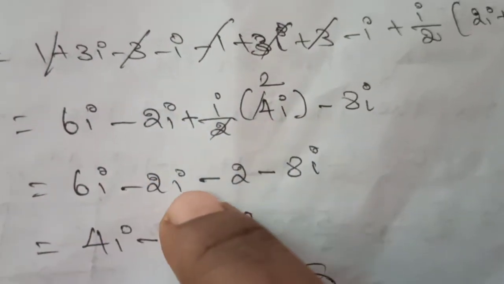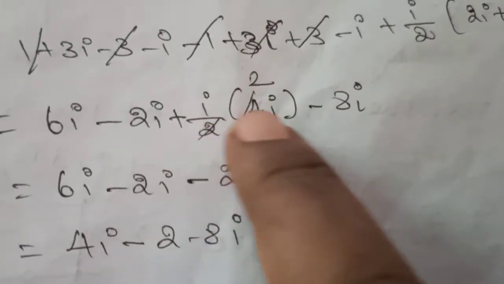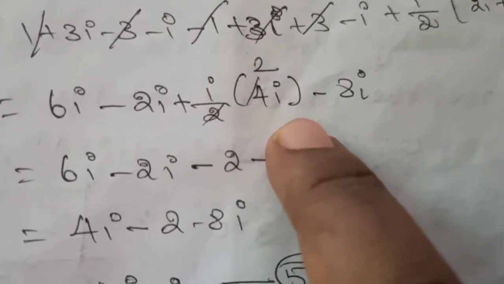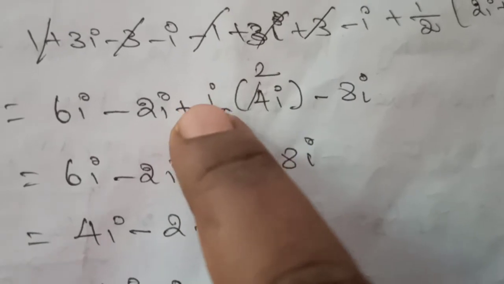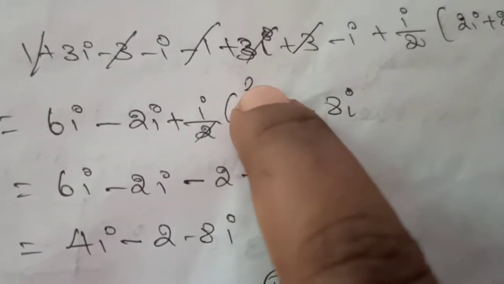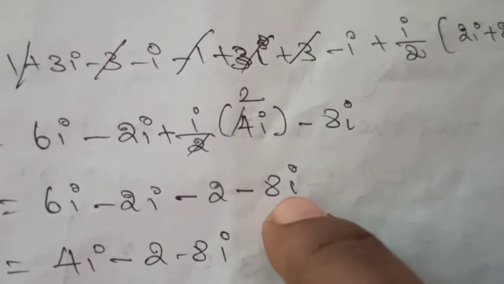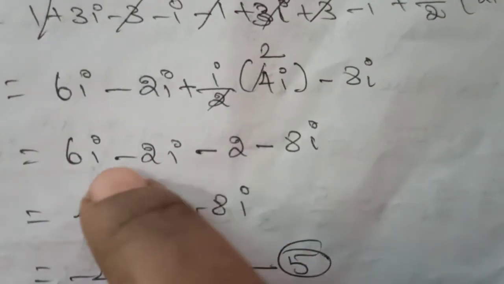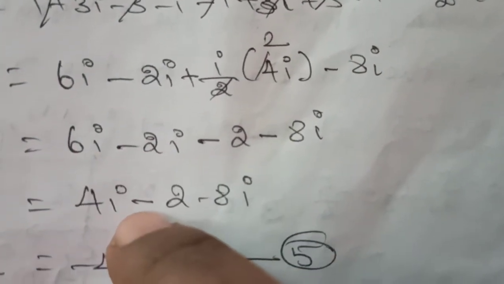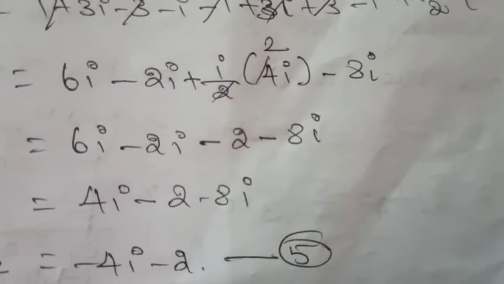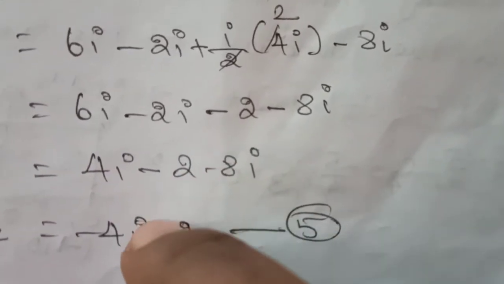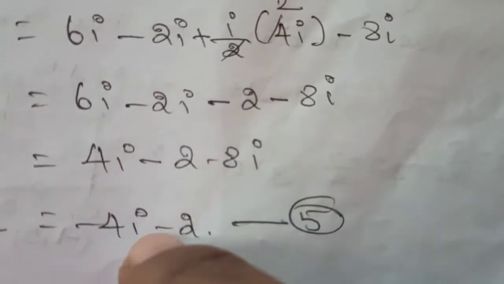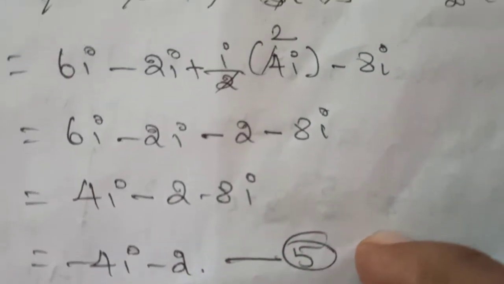So 6i minus 2i. For i squared, I can write the i square formula, minus here, plus into minus. The remaining is 2, that is minus 2 minus 8i. So 6i minus 2i, subtract this value, 4i minus 2 minus 8i. Again, subtracting the imaginary part, 4i minus 8i becomes minus 4i minus 2. Take this as equation number 5.